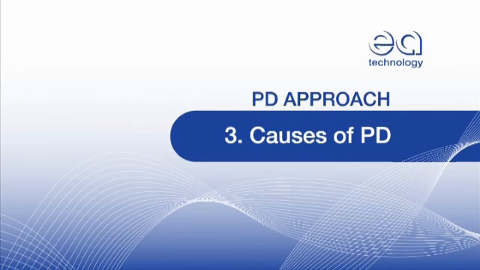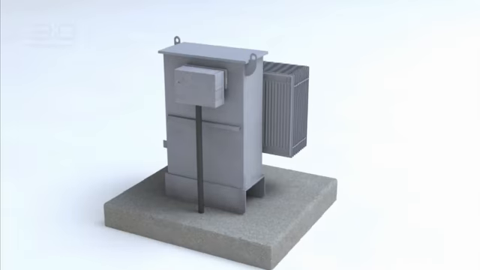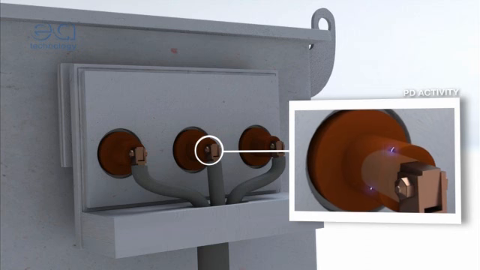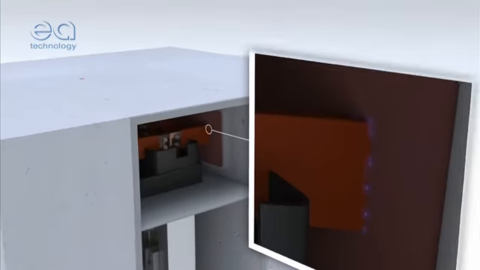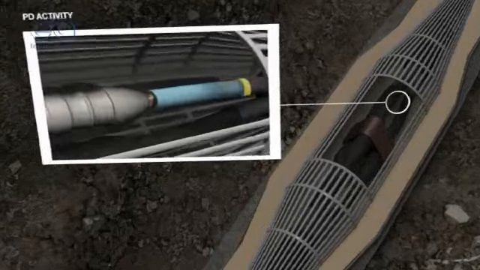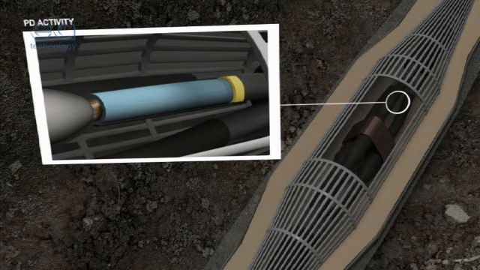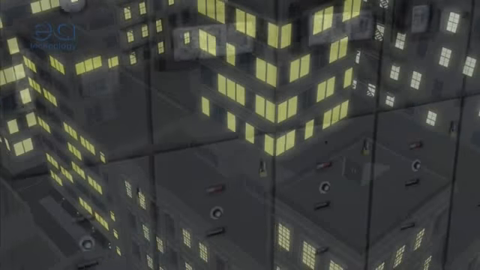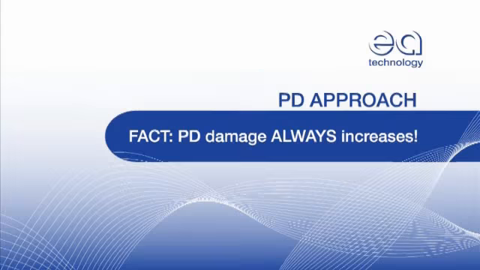Causes of PD. Partial discharge activity has many causes, including voids in solid insulation, often caused during manufacture, mechanical breakdown or damage to insulation, sometimes caused during installation, particle contamination, design defects such as poor stress control or irregularities, or a combination of factors that are characteristic of assets getting old and ultimately breaking down. PD activity may be intermittent, or it may vary in intensity over time, but once it starts, the damage always increases.